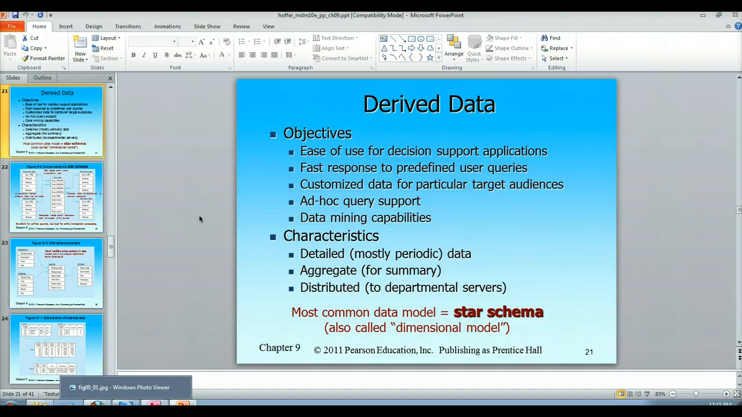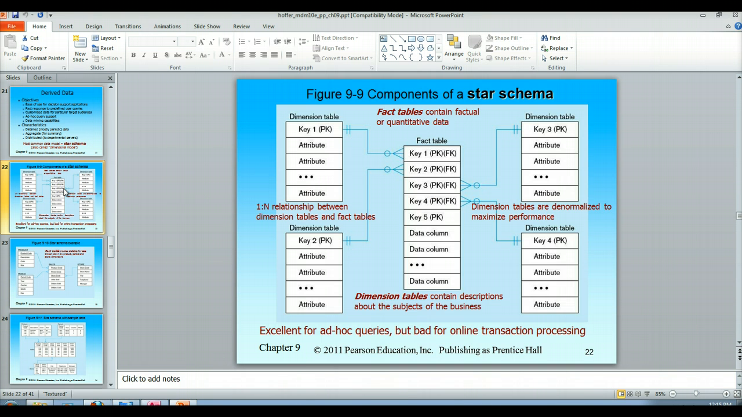So the most common data model is what's known as the star schema or the dimensional model. So let's take a look at what that looks like. First of all, right, taking a look at this should not be a startling slide for you. You've seen ERDs before, and this is using our crow's foot notation, so this should be very familiar to you.